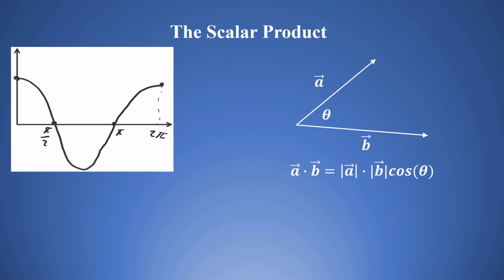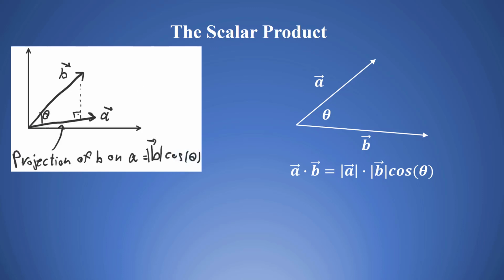The dot product from the definition is equal to the magnitude of a multiplied by the magnitude of b multiplied by cosine theta, which means that it's equal to the magnitude of a multiplied by the projection of b on a. We will talk about projection in this section. So if you are not familiar with it, don't worry, we will get there.